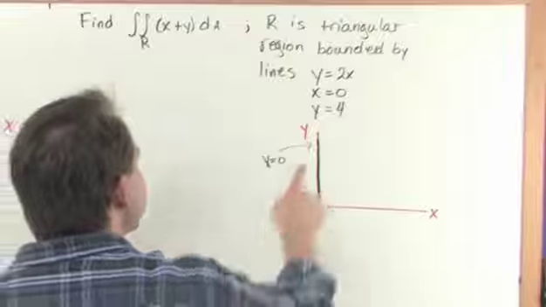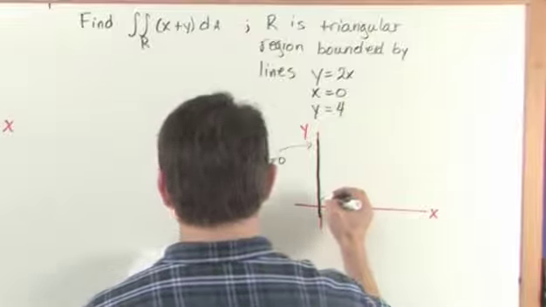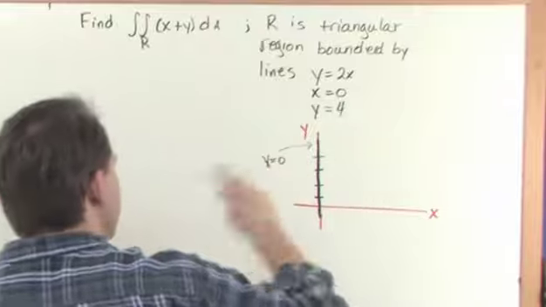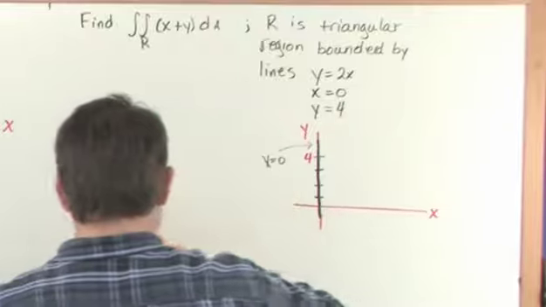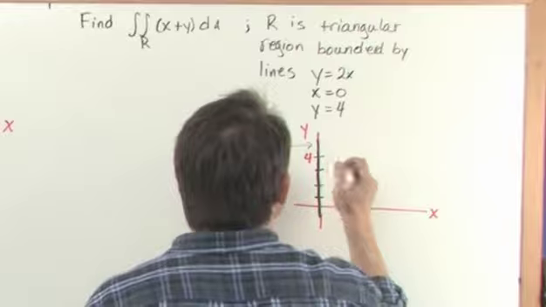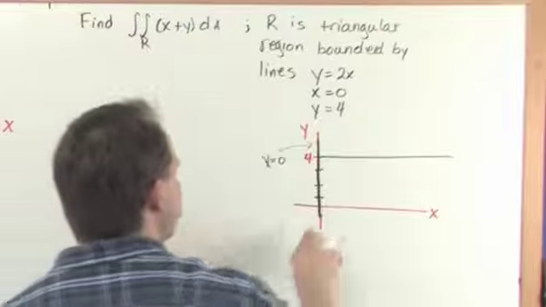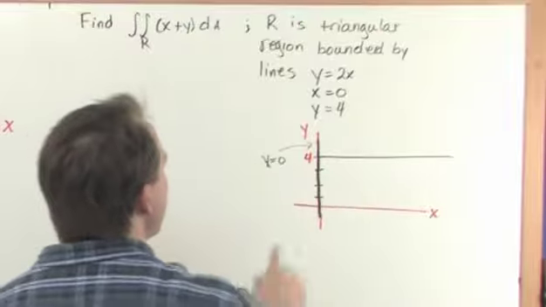Okay, the next thing is y is equal to 4. So I'm going to have 1, 2, 3, 4. So this is going to be 4. And y is equal to 4 is a flat line that goes off like that. Okay, so now we're starting to bound some sort of area. Now what's the other remaining thing?